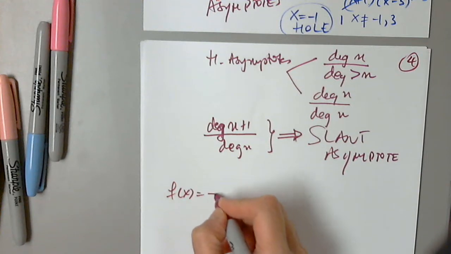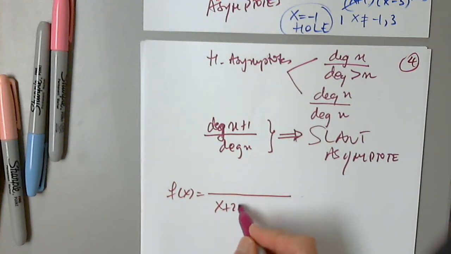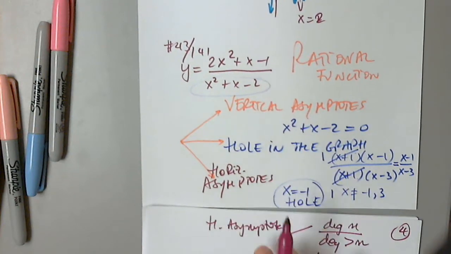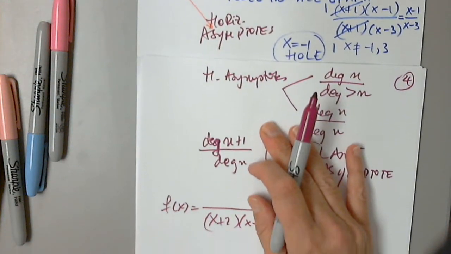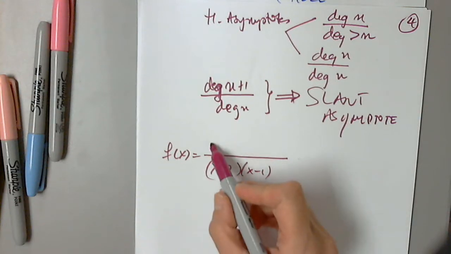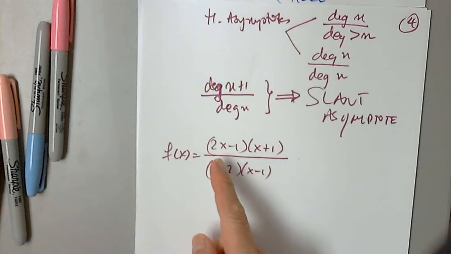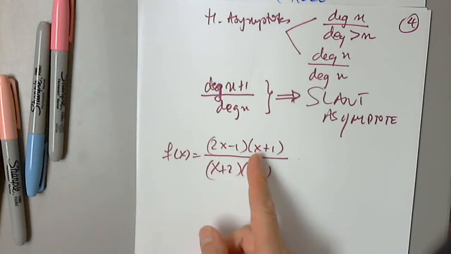Ready? So I'm going to copy the function. So f of x equals, the denominator factors into x plus 2, x minus 1. And what can you say about the numerator? How do we factor the numerator? 2x squared plus x minus 1. Two x squared plus 2x minus x and minus 1.